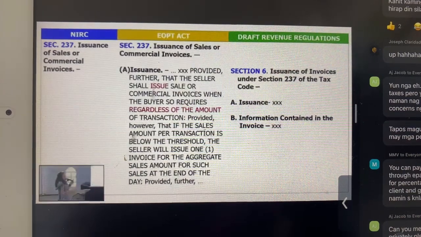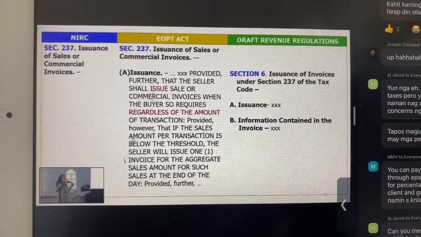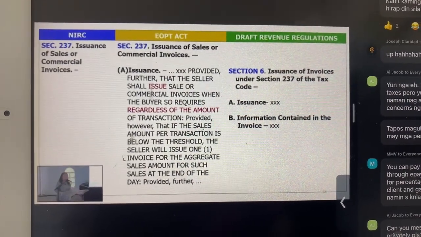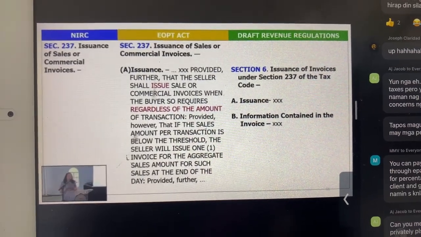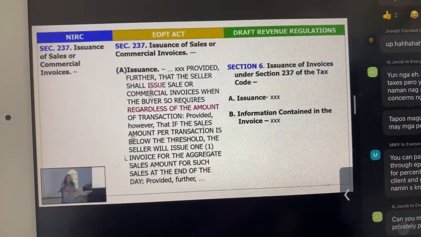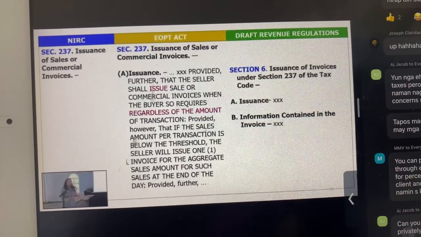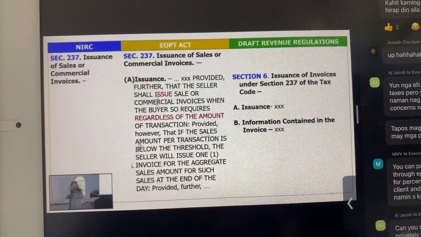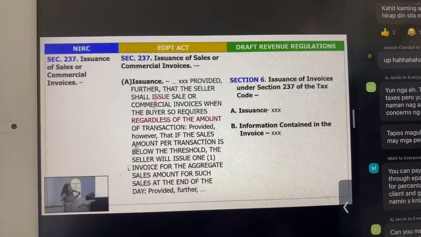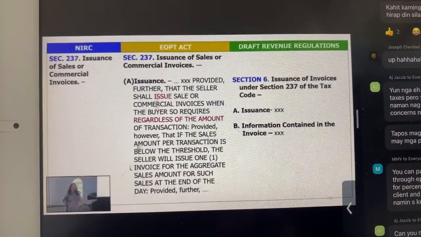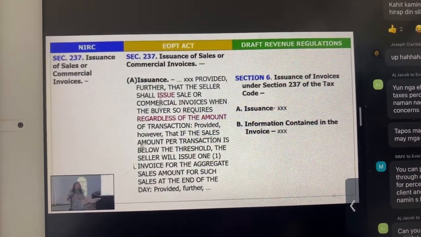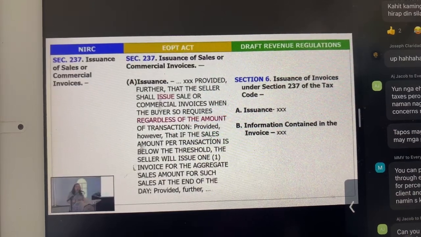Anong gagawin? Seller will issue one invoice for the aggregate sales amount for such sale at the end of the day. Okay? So, diba usually yan, mga maliliit, sulat lang ng sulat sa notebook, kapirasong papel, kung magkano yung binibenta per transaction. Now, kung below 500 each transaction, hindi po mina-mandate, not unless humingi yung buyer. Now, if that's the case, at the end of the day, i-total po lahat yung below 500 na transactions, at i-issuehan ng isang invoice. Total, aggregate na po yan.